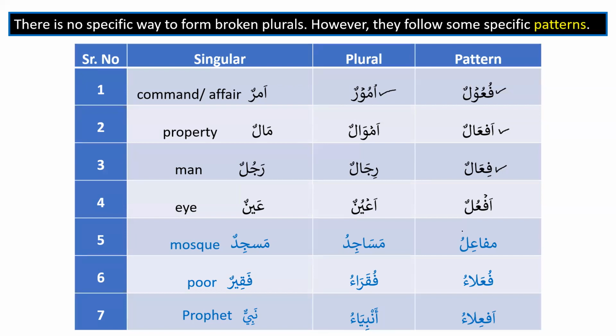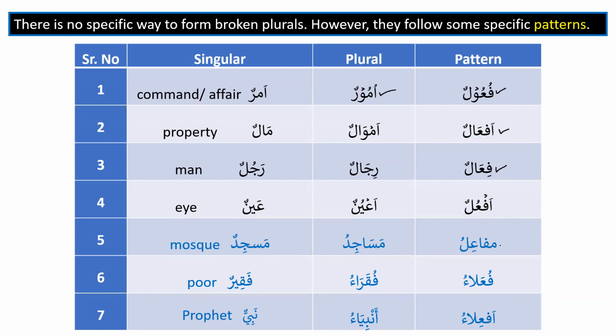Then the next three that we are learning now, they are diptote. These three patterns are diptote. Please write them down and practice them. That means that a noun, if it comes on this pattern, it will be mamnu min as-sarf. It will not accept tanween, and it will not accept kasra.